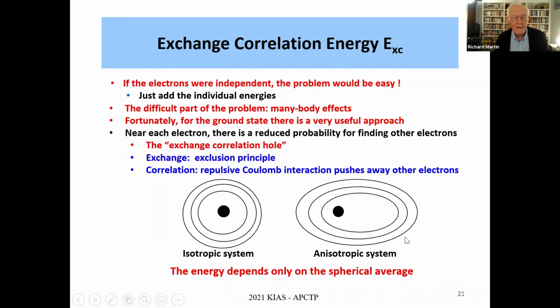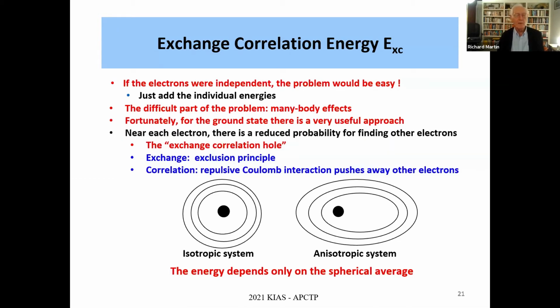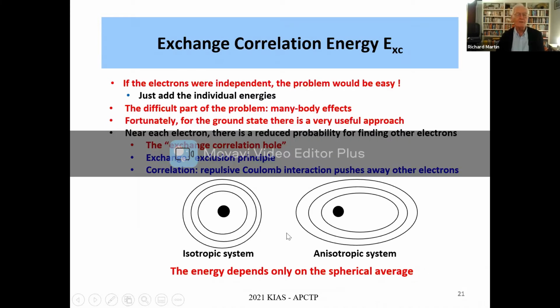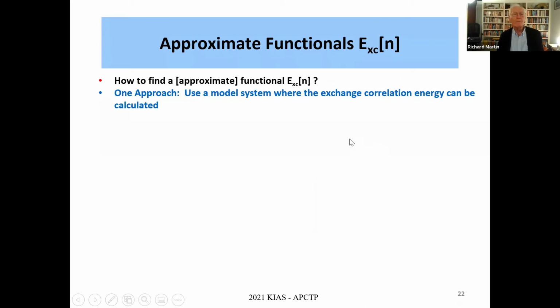The energy is the integral of the interaction of the electron with this deficiency of other electrons around it, and that depends only on the spherical average. So we have a picture of how you can think of the exchange correlation hole and how it comes into the exchange correlation energy. So how do we actually do something?